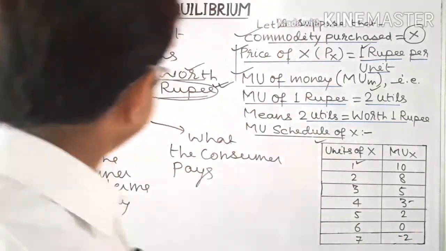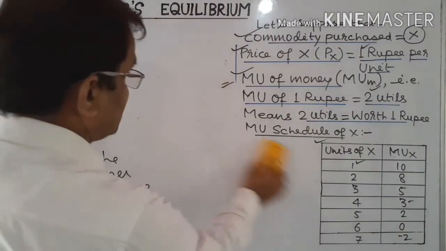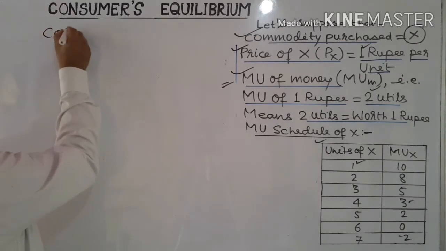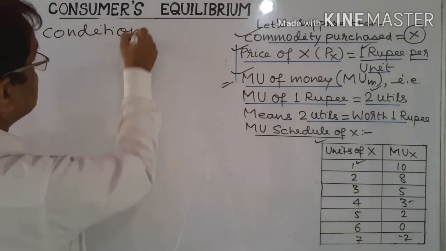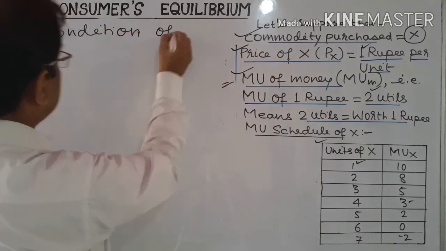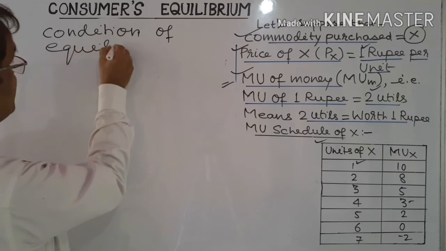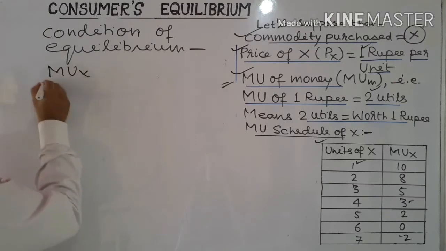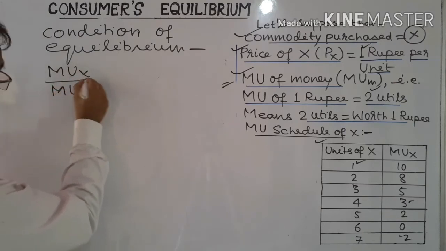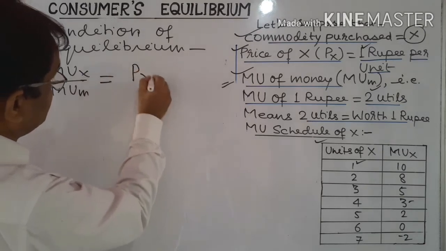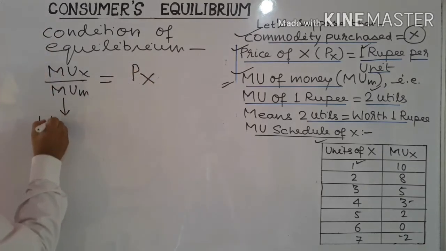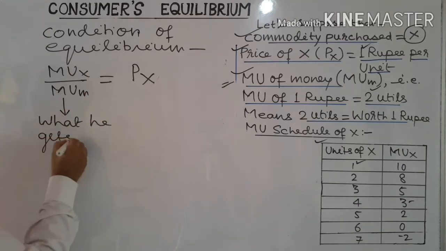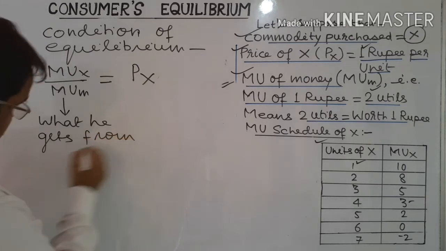What is the condition? What is our condition of equilibrium? How does the consumer decide whether to make the purchase of that commodity or not? This is the condition after going through all this: the comparison between the two, that is the price paid and the satisfaction in terms of money, that is the ratio of marginal utility and the marginal utility of money. What he gets, this ratio indicates what the consumer gets from the additional unit.